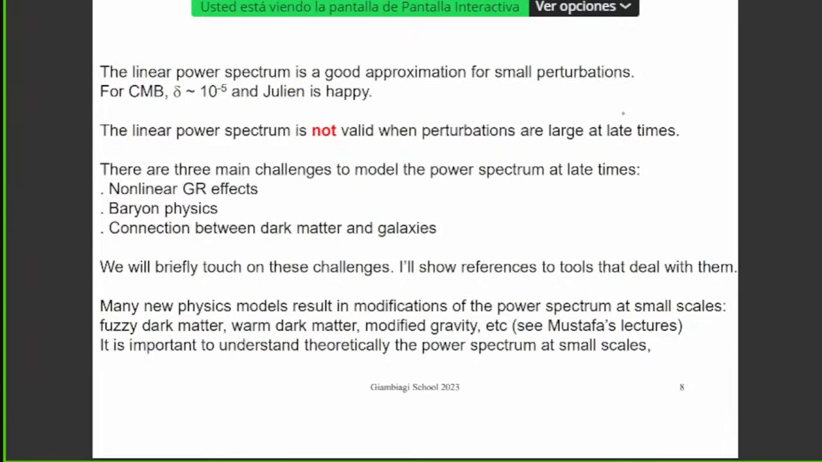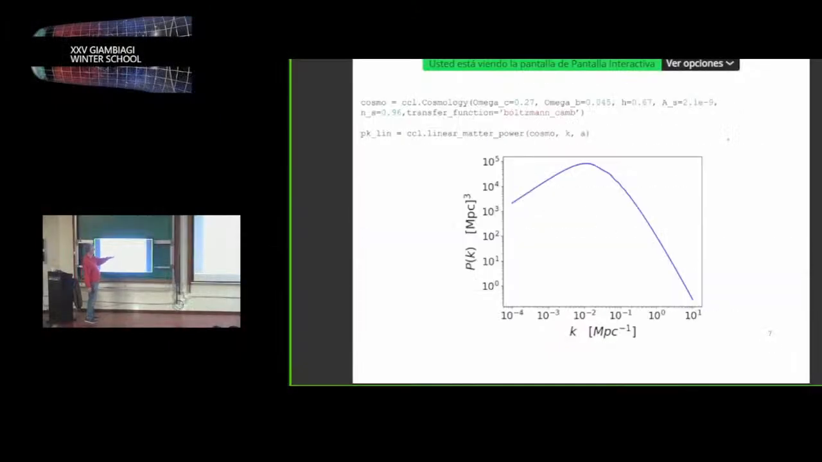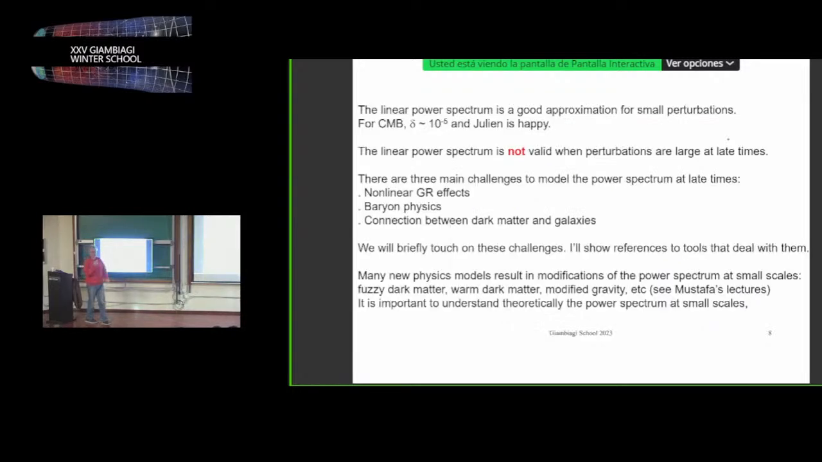And then this thing of connection between dark matter and galaxies, because we don't see dark matter. So this is the power spectrum for dark matter, but we don't see dark matter. We measure galaxies. How can you measure then the power spectrum of dark matter? We cannot.